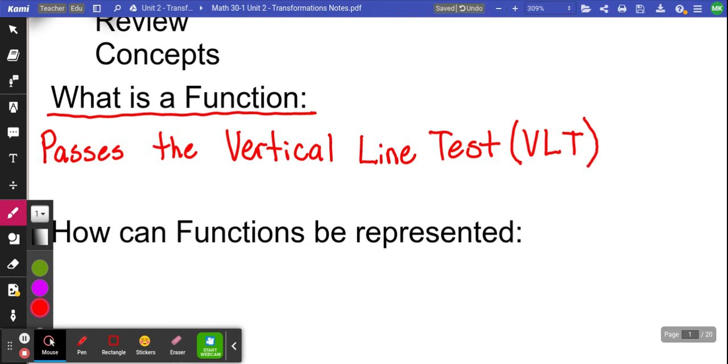I don't think we even talked about this in Math 11. Everything we did in Math 11 was a function, so we never really discussed it. In Math 10, you would have seen these things and been like, is this a function? Is this not a function? Okay, and you would have performed something called the vertical line test.